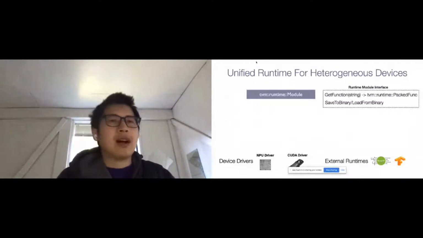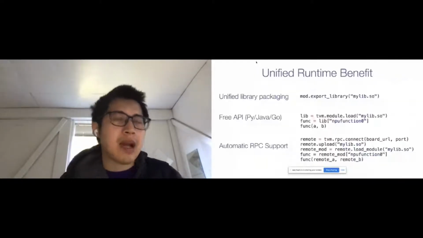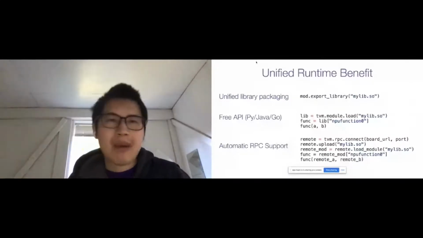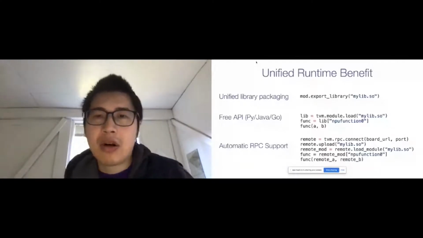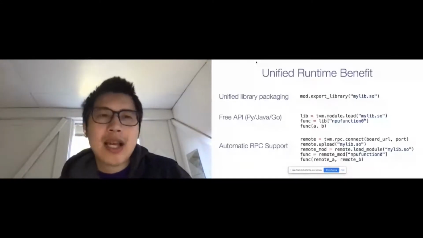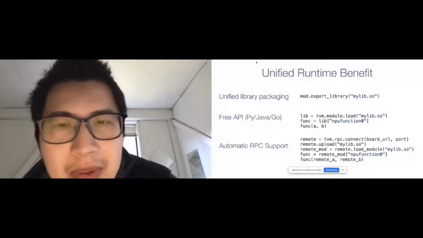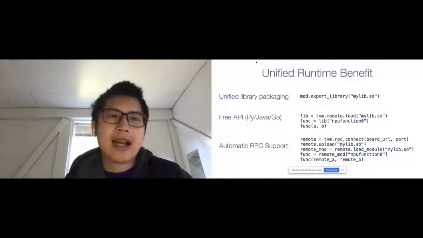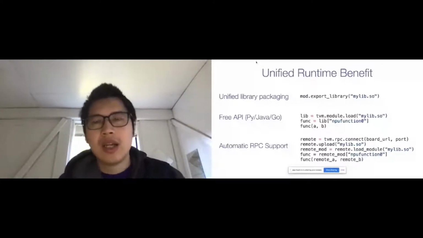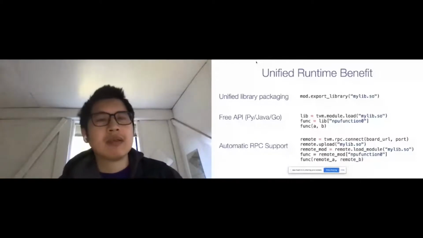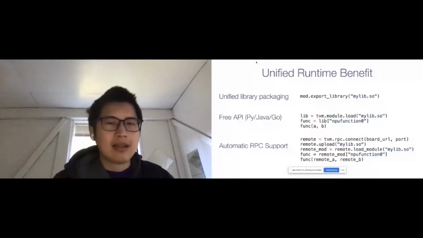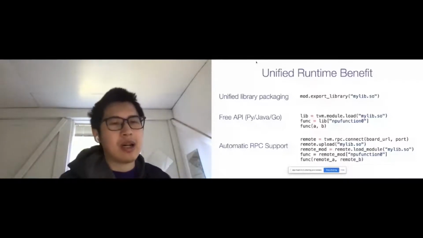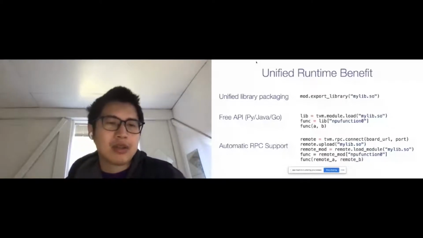It also gives you some free benefits. TVM has language bindings for all the major languages, including Python, Java, and Go. We even have a WebAssembly interface that allows you to call directly from a web browser. You can get those API bindings for free by making use of the unified runtime. You can also get automatic RPC support that allows you to upload your programs onto remote devices and do remote benchmarking, so that you can, say, automatically generate an optimized program on your Android devices without worrying about how to access them directly.